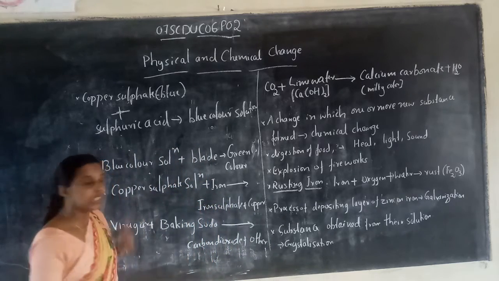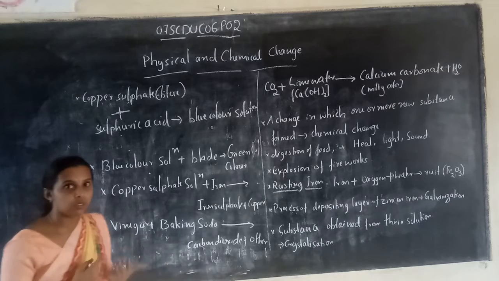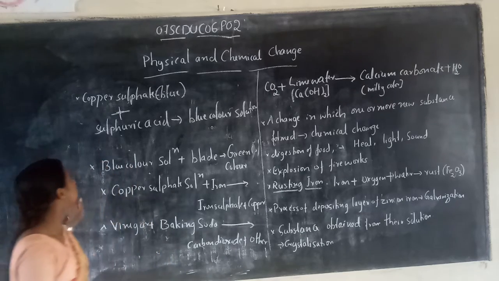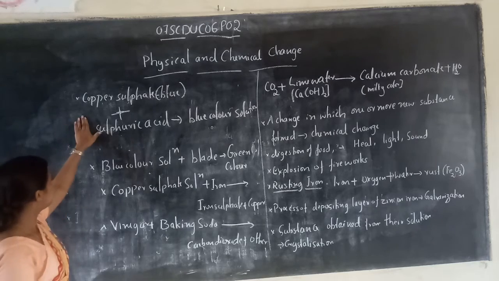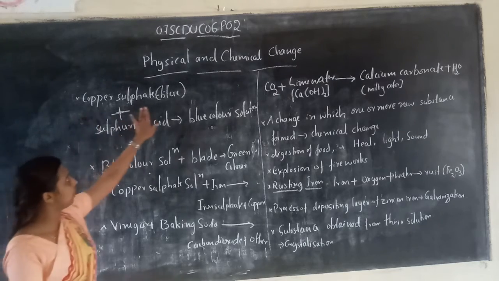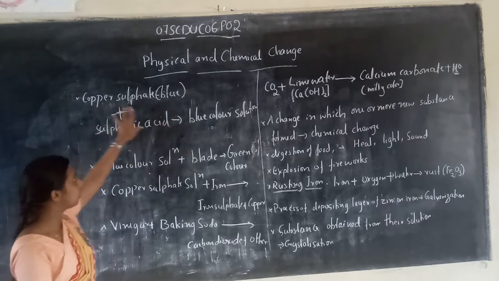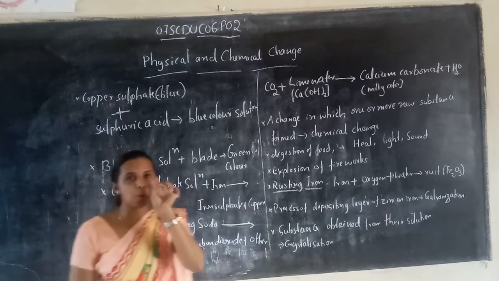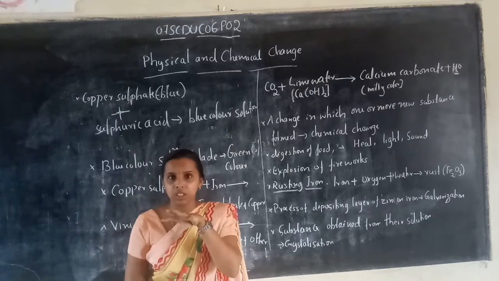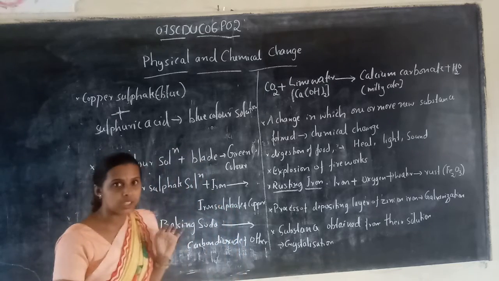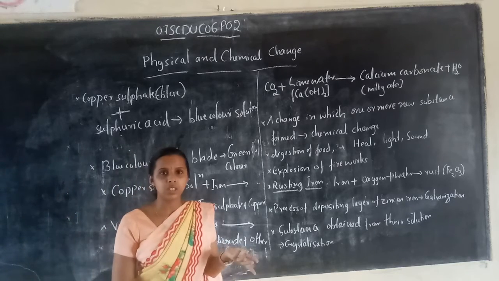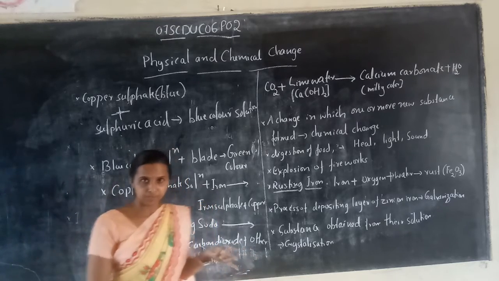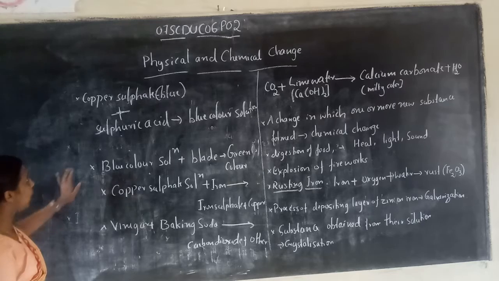In this class, the continued part of that chapter is one activity. Here I have taken copper sulfate. What is this? Copper sulfate is a small crystal in blue color, like our normal salt.